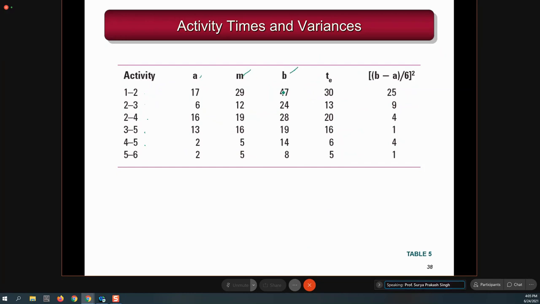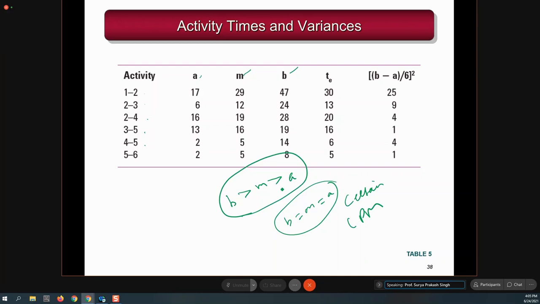So definitely आप देखेंगे pessimistic time B is greater than M is greater than A. Whenever B is equal to M is equal to A हो गया, it means that this is certain. No deviation. Here we can apply the CPM method. Most of the time it will be B greater than M greater than A. You can have the time estimate for these 3. Then using the formula B minus A upon 6, you can get the standard deviation for each, and its square is the variance. If you take the square root of the variance, it will give you the standard deviation.